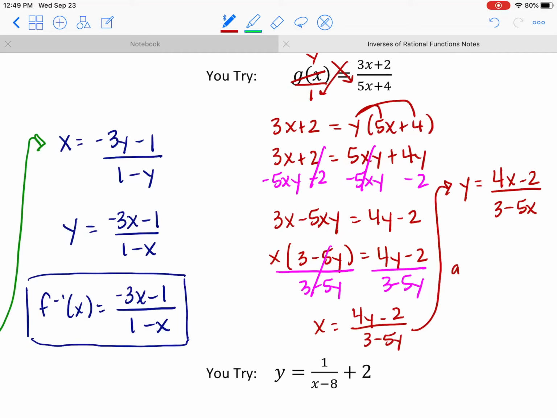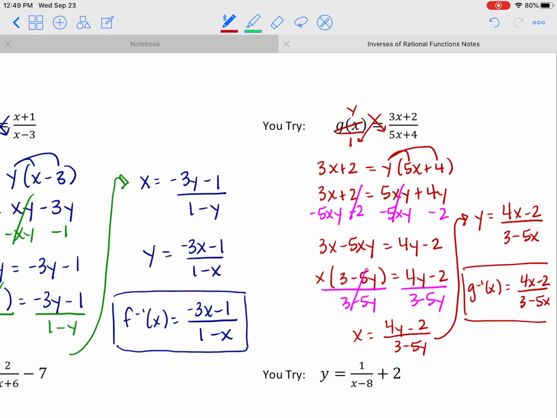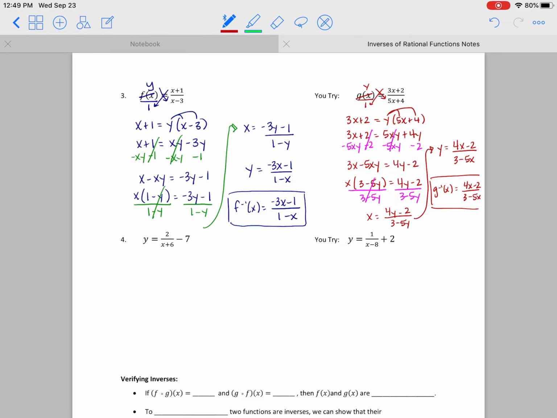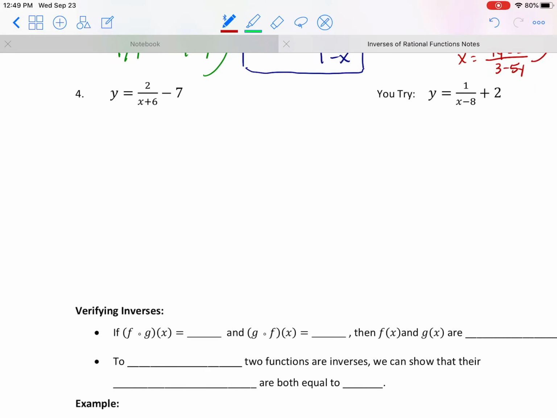And then correct inverse notation is going to be g inverse of x equals (4x minus 2) over (3 minus 5x). Okay, so there it is, squeezed in there, the end of my paper. Alright, so we're getting there. I just want to make sure you're prepared to handle all the different varieties you're going to see.